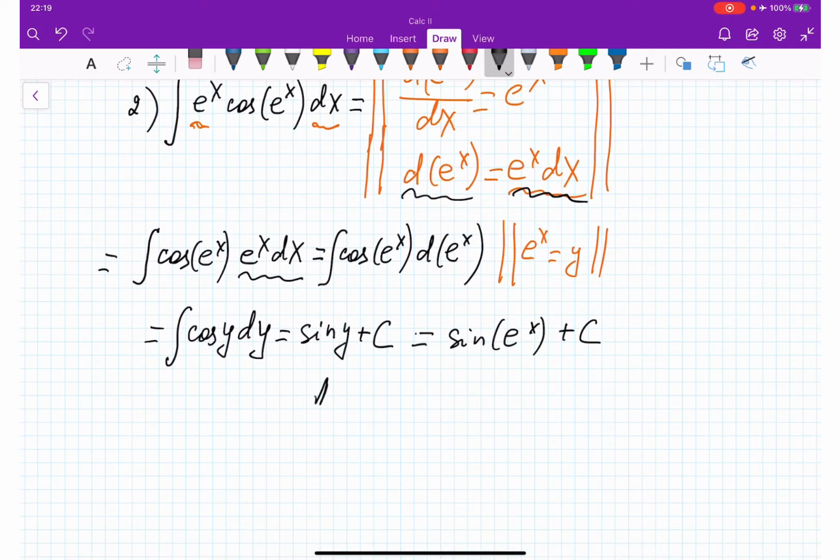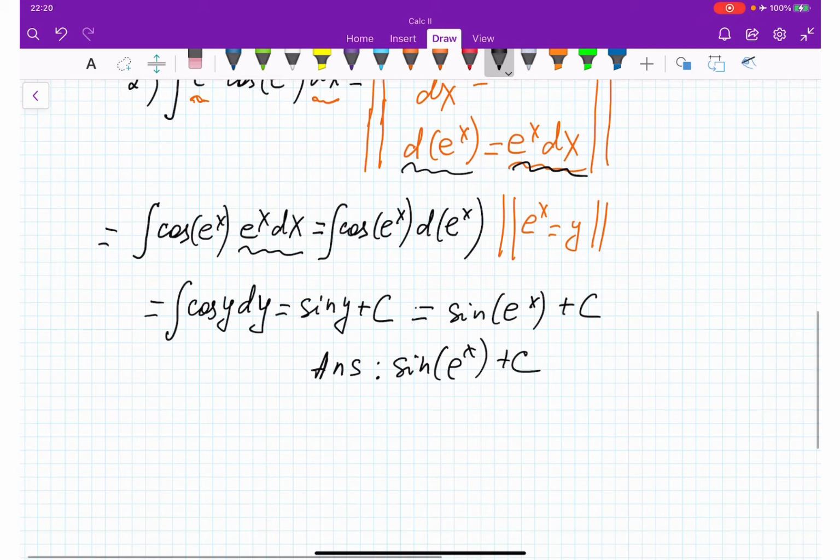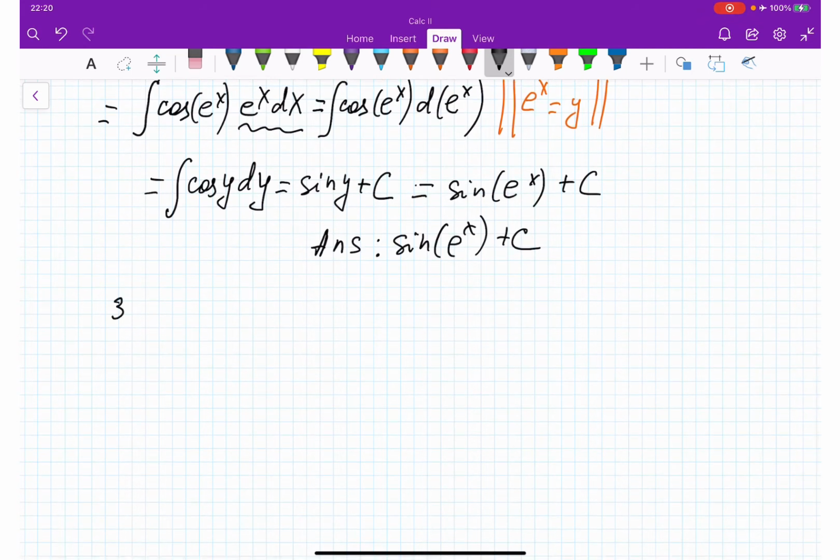So the answer is going to be sine e to power x and plus c. All right. Question number 3. We have integral 1 plus sine x cubed and cosine x dx.